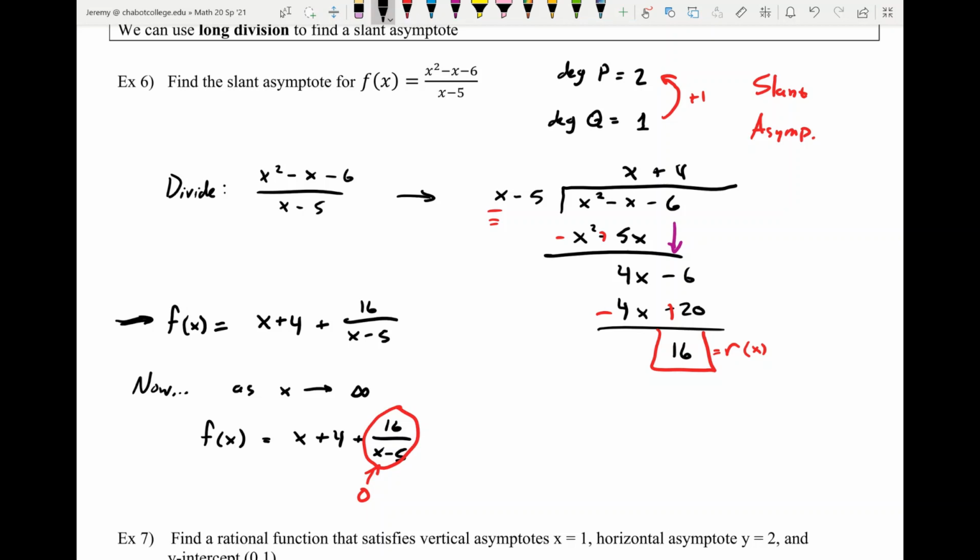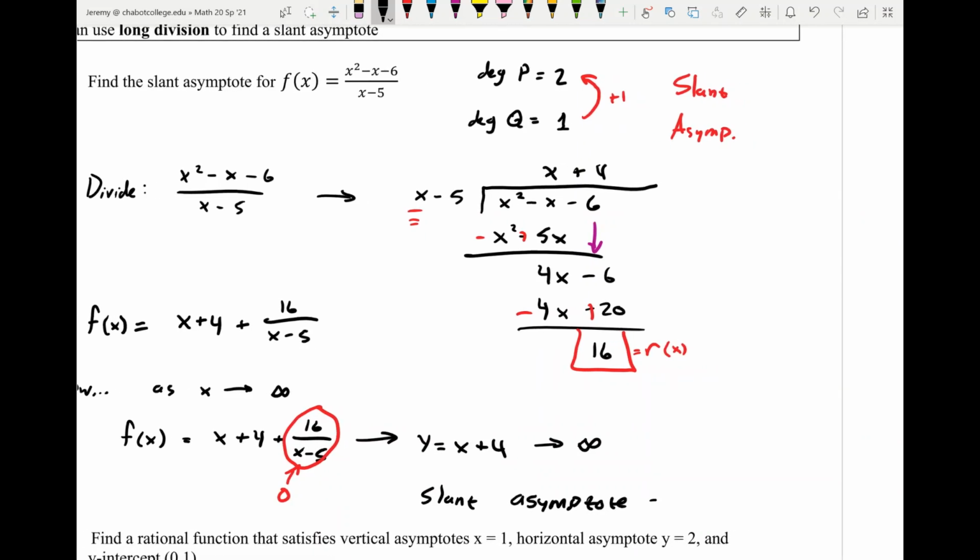So basically what f of x is doing as x goes to positive infinity is approaching the line y equals x plus 4. The remainder term kind of goes away. It gets so small that we don't even really pay any attention to it. So it goes off to positive infinity, but it's going to follow this line right there. So this line ends up being the slant asymptote. The slant asymptote is just equal to this line, y equals x plus 4.